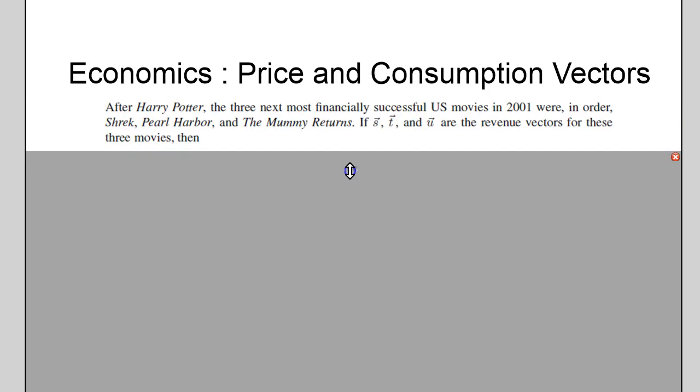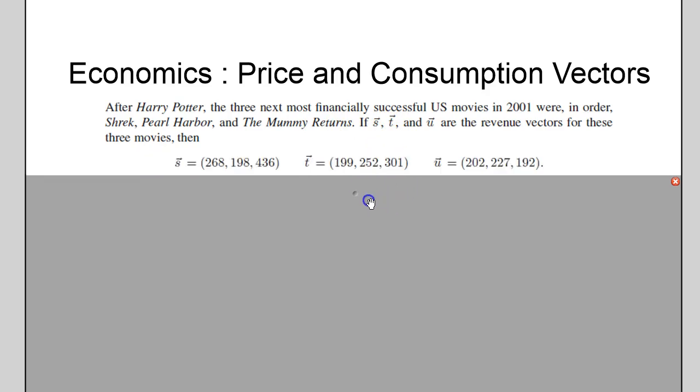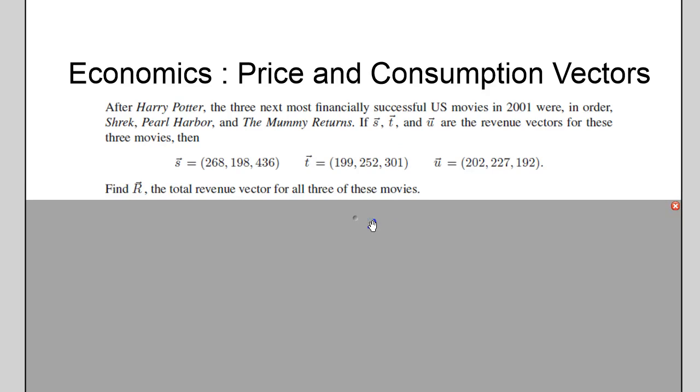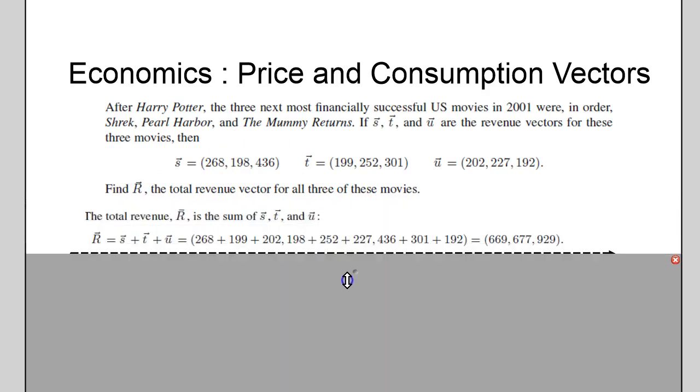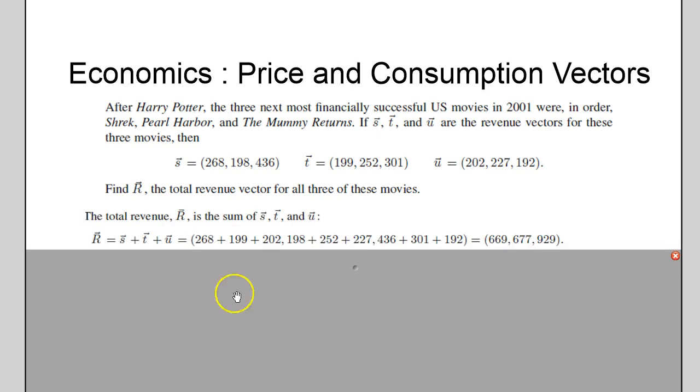After Harry Potter, the next most financially successful movies in order are Shrek, Pearl Harbor, and The Mummy Returns. If S, T, and U are the revenue vectors, which is how much money each of those movies brought in, then you have something that looks like this. Each has just one component, which is the amount that the respective movie brought in. So if they want to find the total revenue of all three of these movies, you just add up those values. And as you can see here, there you go.